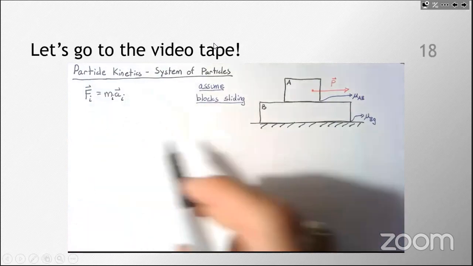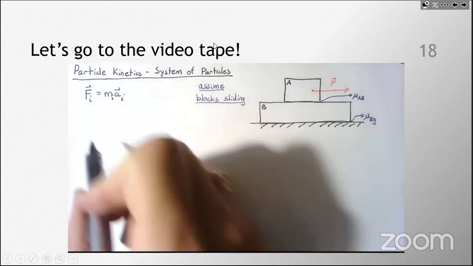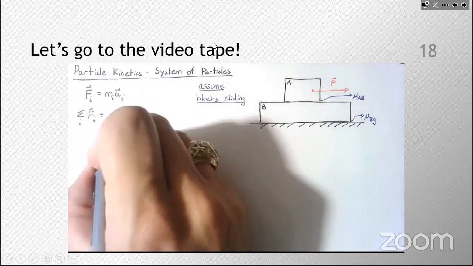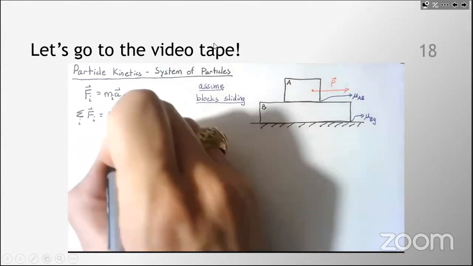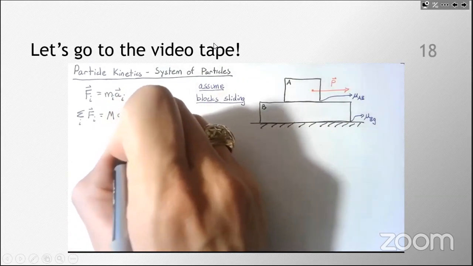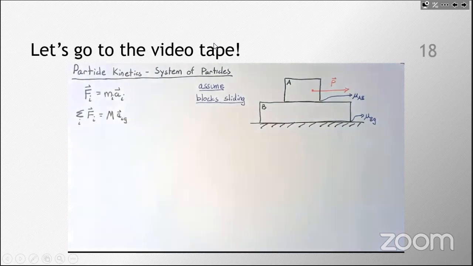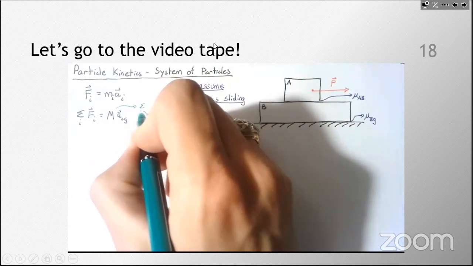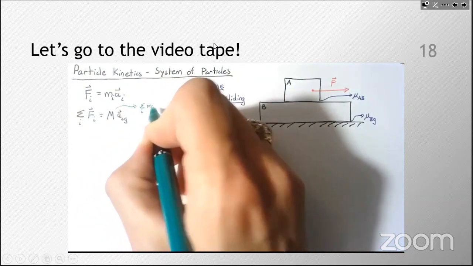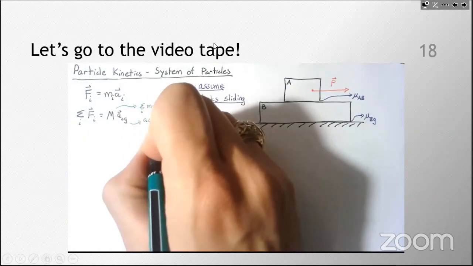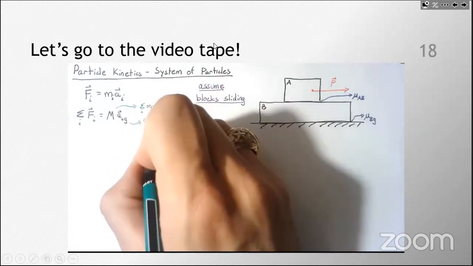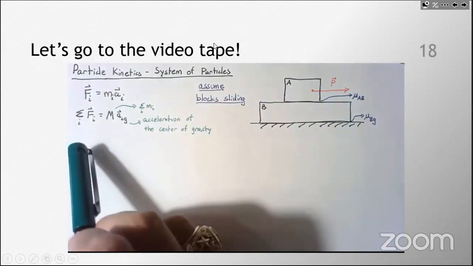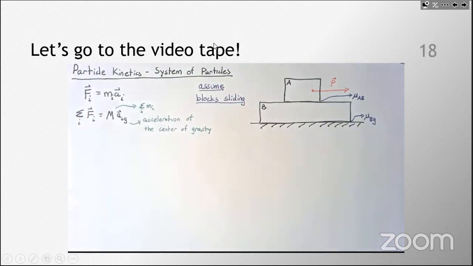So this gives us two separate equations. We can also look at the sum of the forces over all of the blocks, and that would give us the mass of the total system multiplied by the acceleration of the center of gravity. This m here is simply equal to the sum over i of all of our particle masses. And this acceleration is the acceleration of the center of gravity, which is also called the center of mass. Now, this equation is not going to be useful in our situation.